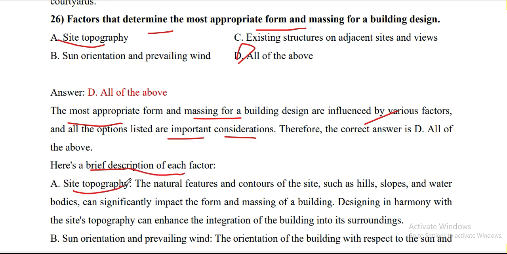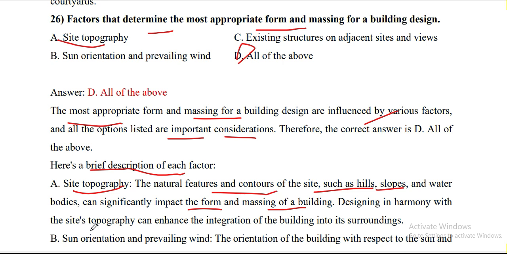A. Site topography. Natural features and contours of the site, such as hills, slopes, and water bodies, can significantly impact the form and message of the building. Designing in harmony with topography.